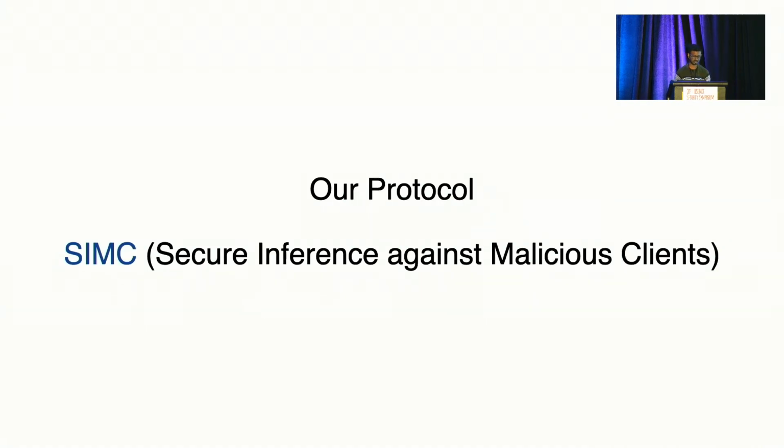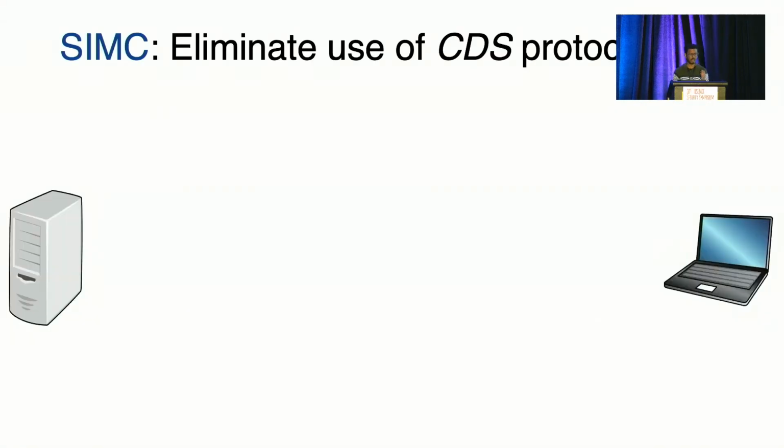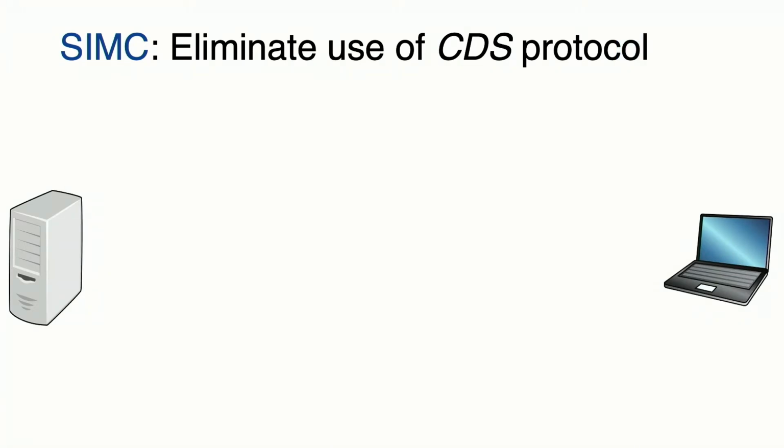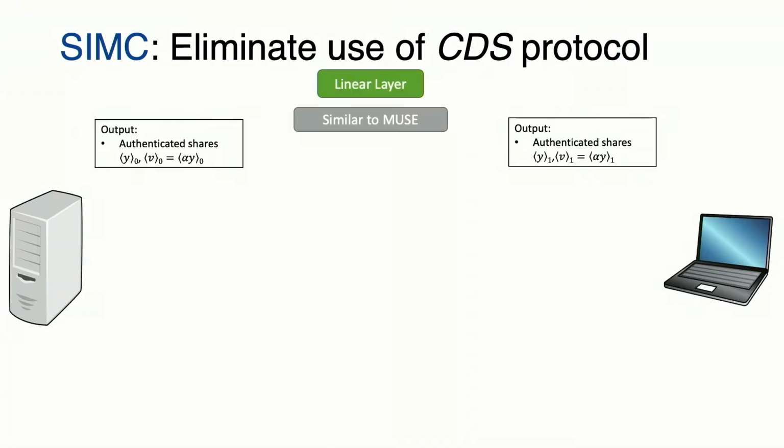And now let's come to our protocol, that is SIMC, which is short for Secure Inference Against Malicious Clients. So our first step here is to eliminate the use of the CDS protocol. This is how we do it. Again, the linear layer is similar to MUSE, so I won't be dwelling on it. But notice that the output of the linear layer is authenticated shares of the output Y. That is, you have shares of Y and shares of alpha Y. And for shares of alpha Y, I use the variable V.